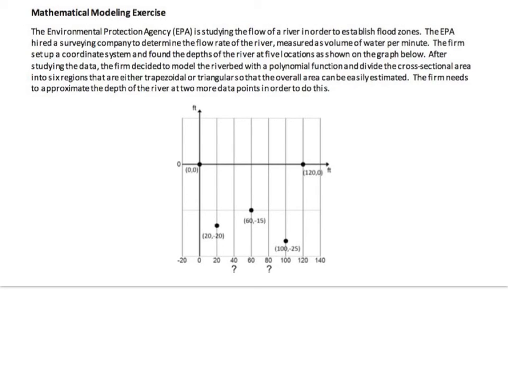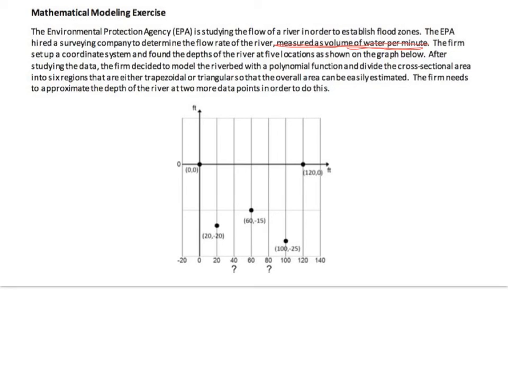establish flood zones. The EPA hired a surveying company to determine the flow rate of the river, measured as volume of water per minute. Okay, that's supposed to be an underline, not a cross out. The firm has set up a coordinate system and found the depths of the river at 5 locations, as shown on the graph below.